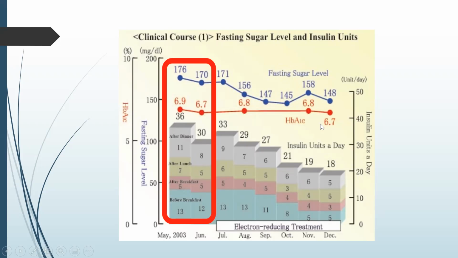And the most significant one is the insulin intake. You can see it went from 30-something down to 18, which is almost half of the insulin intake he needed to use.